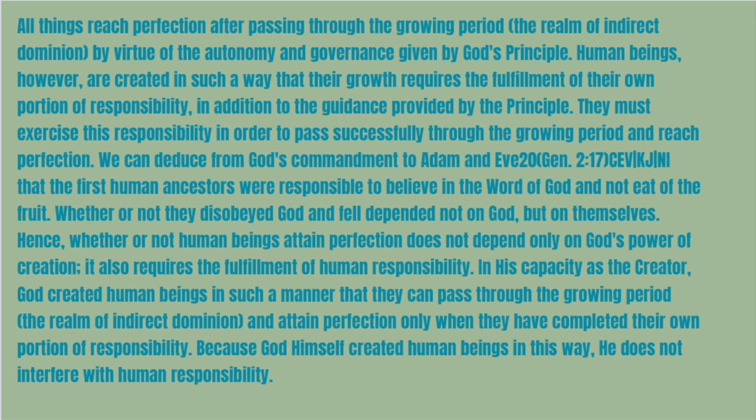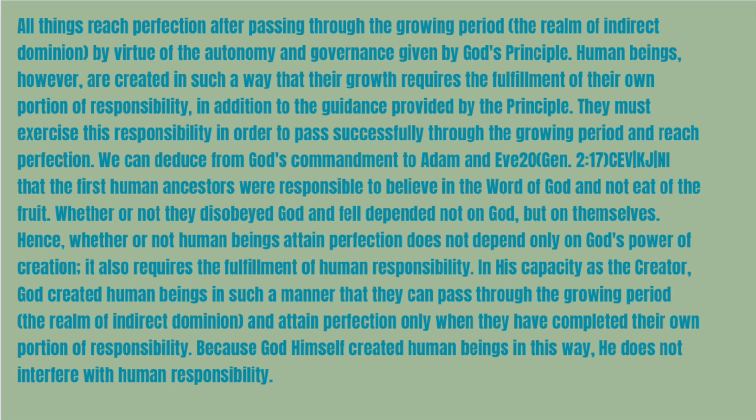We can deduce from God's commandment to Adam and Eve that the first human ancestors were responsible to believe in the word of God and not eat of the fruit. Whether or not they disobeyed God and fell depended not on God, but on themselves. Whether or not human beings attain perfection does not depend only on God's power of creation. It also requires the fulfillment of human responsibility. In His capacity as the Creator, God created human beings in such a manner that they can pass through the growing period, the realm of indirect dominion, and attain perfection only when they have completed their own portion of responsibility.